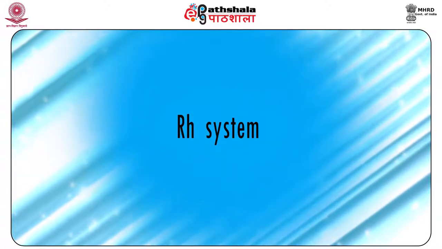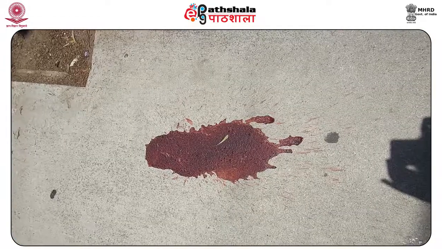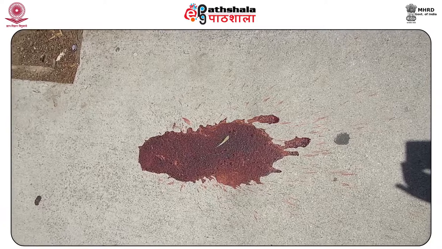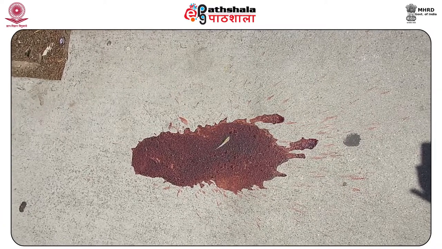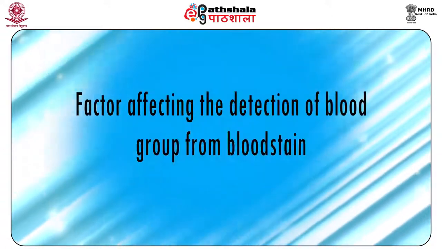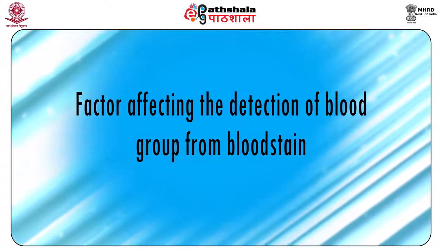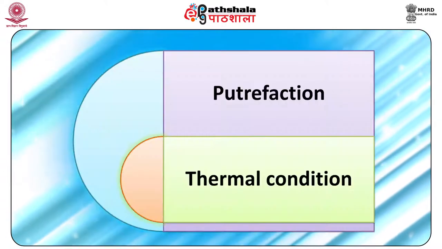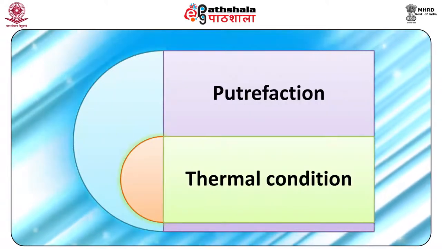Next is the RH system. This system, however, is not found useful for analysis of dried blood stain. It is more often used in disputed paternity cases in which whole blood analysis is done. Next are the factors affecting detection of blood group from blood stain, like putrefaction and thermal condition.